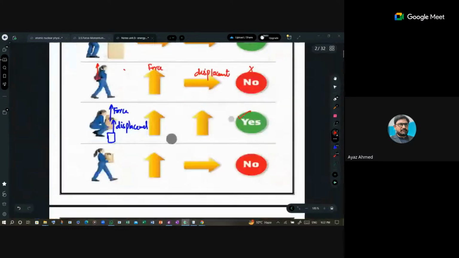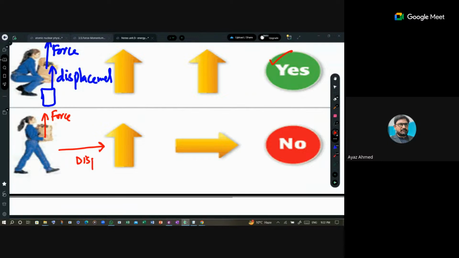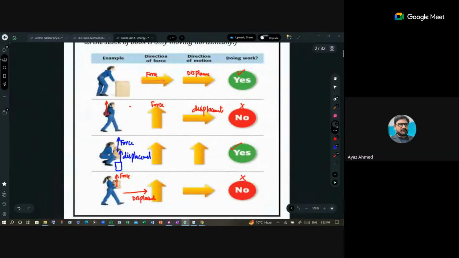So here she is going to move it. She is holding it up with a force in the upward direction, but she is moving it towards here. This is your displacement. So when she is moving it towards the right and applying the force in the upward direction, there is no work.